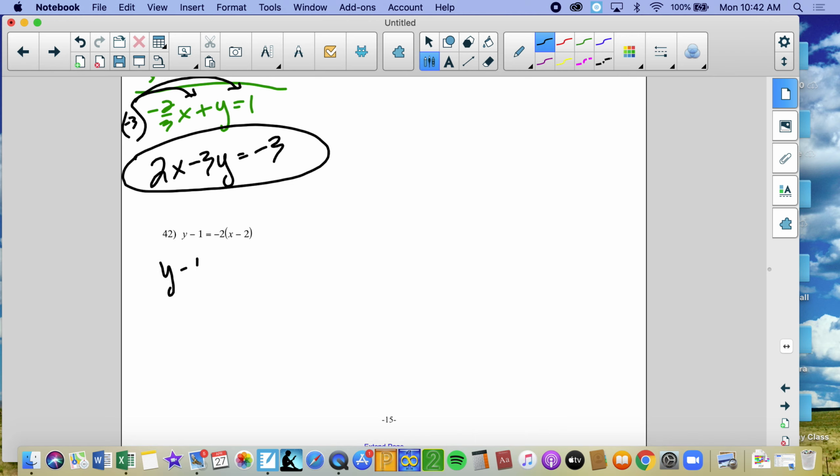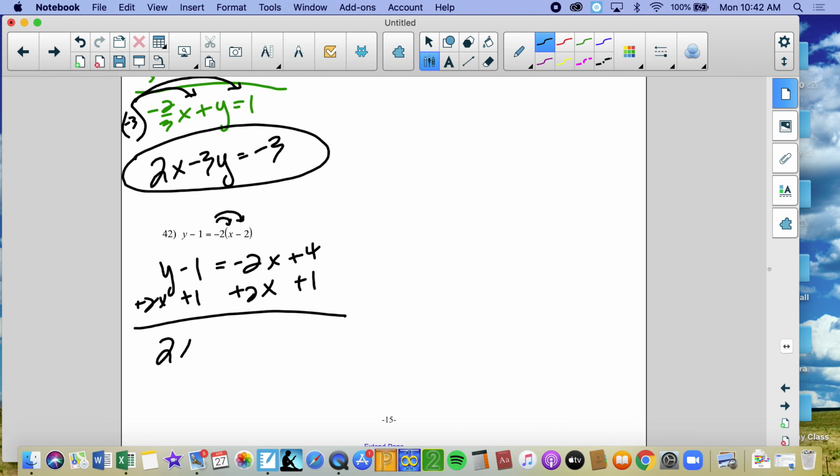All right, 42. I think we're still getting this in standard form. Let's simplify. So we distribute the -2 to both of those. And now let's move the x over and get that constant back over here. So it leaves me with 2x plus y equals 5.